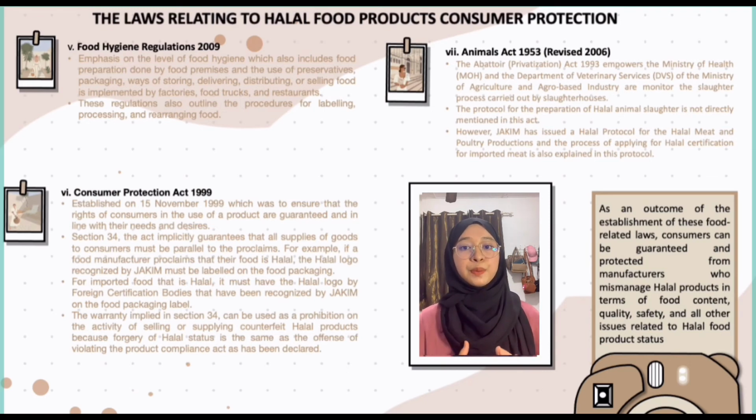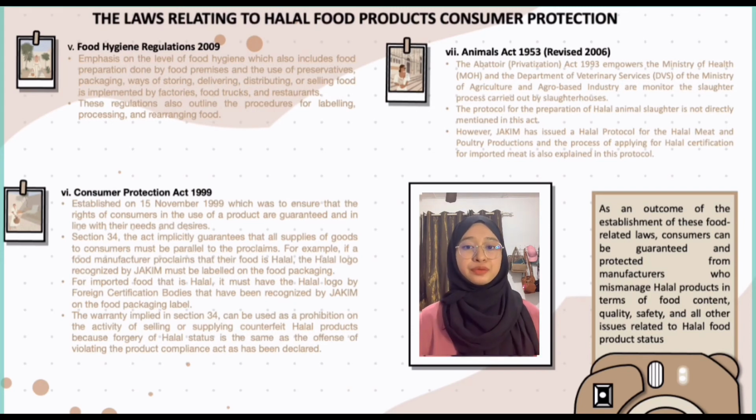Number 6, Consumer Protection Act 1999. The Consumer Protection Act 1999 was established on 15 November 1999 to ensure that the rights of consumers in the use of a product are guaranteed and in line with their needs and desires. As such, referring to Section 34, the Act implicitly guarantees that all supply of goods to consumers must be in parallel with the proclaims. For example, if a food manufacturer proclaims that their food is halal, the halal logo recognized by JAKIM must be labeled on the food packaging.